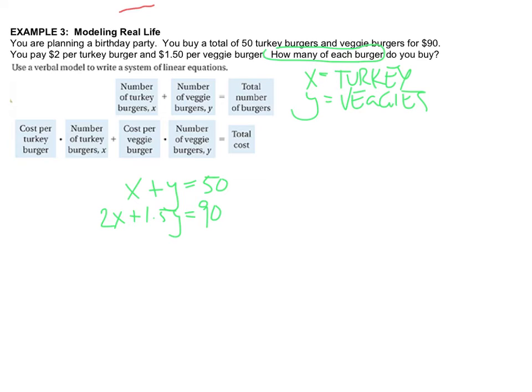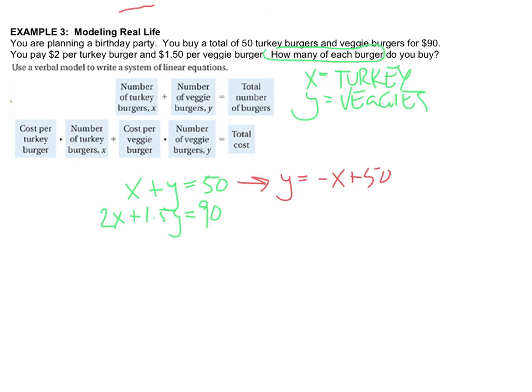We can decide to turn this one into y equals or x equals, or we could turn this one into y equals or x equals. I would argue that this is the easier one for sure, to change into y or x by itself. I'm going to change it into, by subtracting x from both sides, it now becomes y equals negative x plus 50.